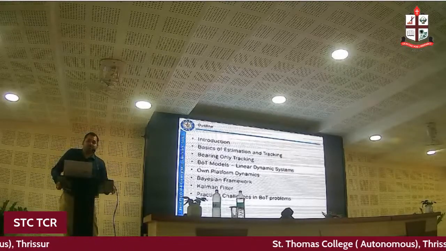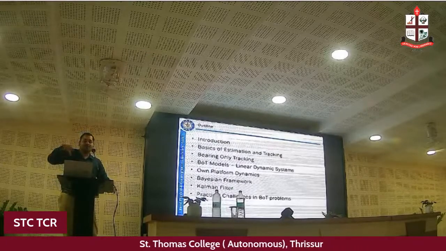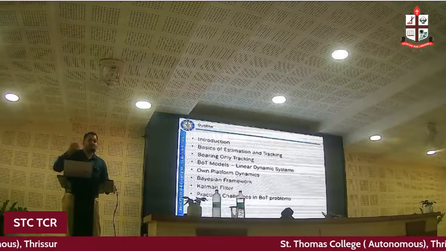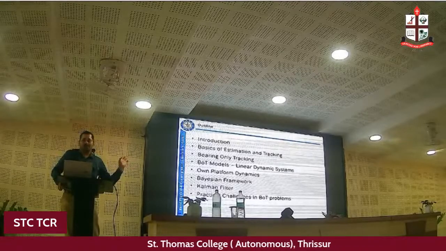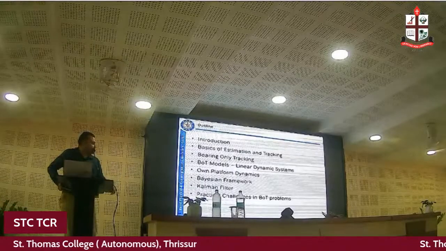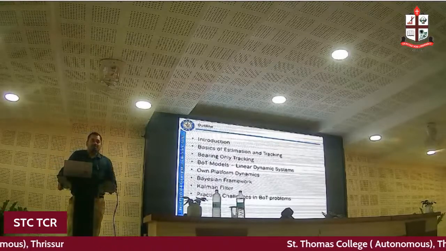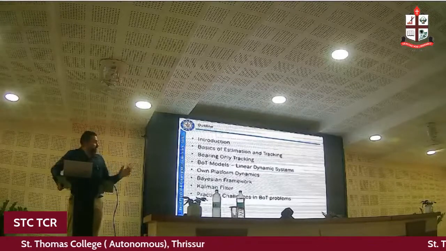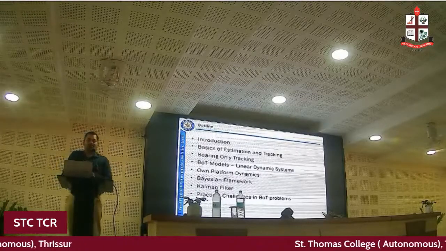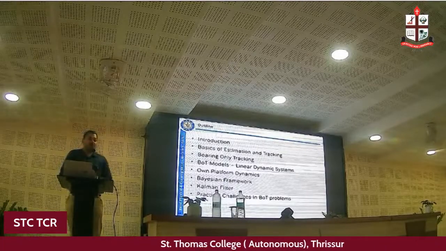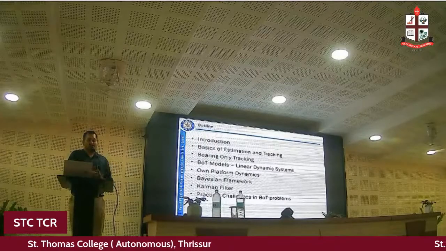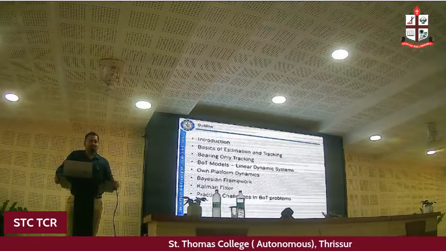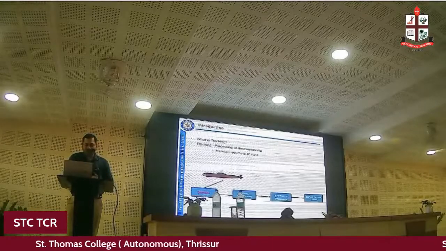Then platform dynamics. On platform dynamics: if you are on a ship hunting for a target, then the dynamics which you use, how you navigate, has a very significant effect on this BOT, this tracking philosophy. We'll come to that. Then Bayesian framework, which I think some of the master students of statistics will be familiar with. How do you use a Bayesian framework for tracking a target? Then something called the Kalman filter, which is one of the main algorithms, the bread and butter of most of the tracking algorithms presently being used. And finally, I will conclude with some of the practical challenges that we developers face while developing a tracking system. Right. So let us start.